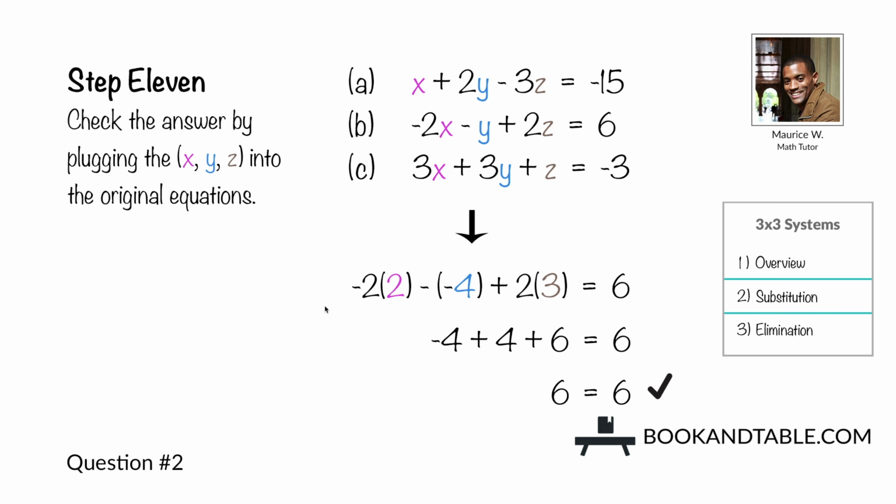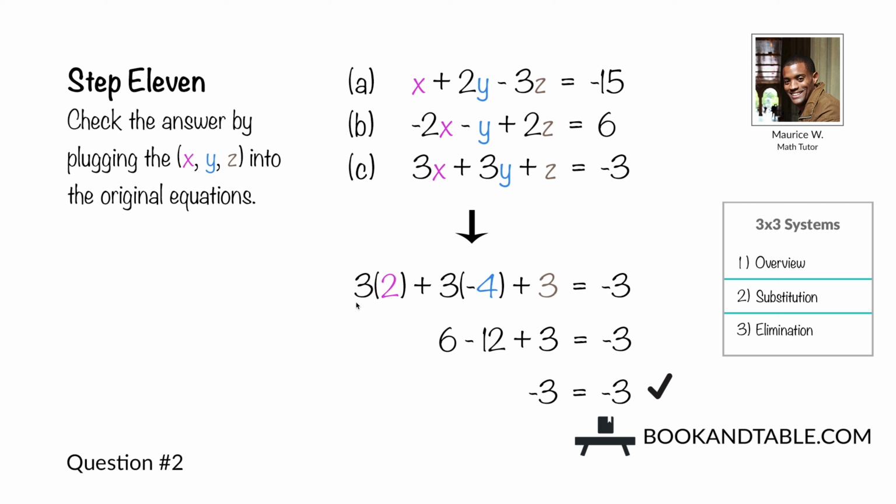And now for equation C, we get 3 times 2, which is 6. 3 times -4 is -12, plus 3. 6 minus 12 is -6. -6 plus 3 is -3, giving us a true statement, -3 is equal to -3. Confirming that we had the correct values in all three equations, and thus the solution to this system is the point where x is 2, y is -4, and z is 3.